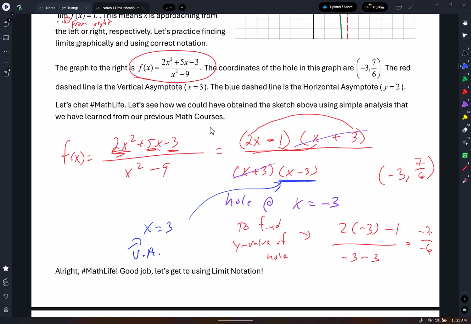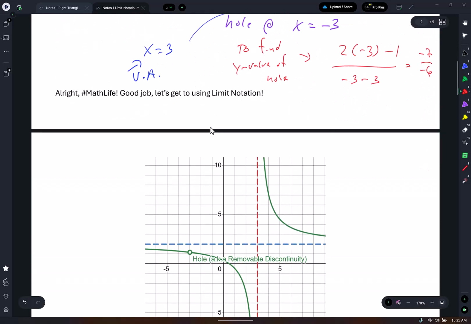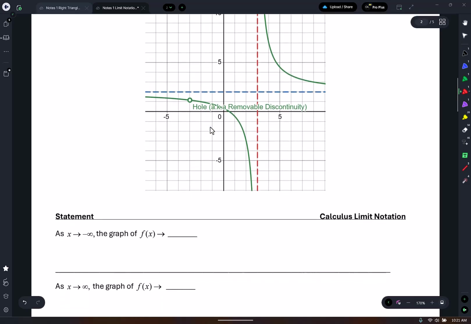Nothing crazy. All right, Math Life 24/7, where to go? All right, there we go, guys. Let's keep going. So that's how we found this.